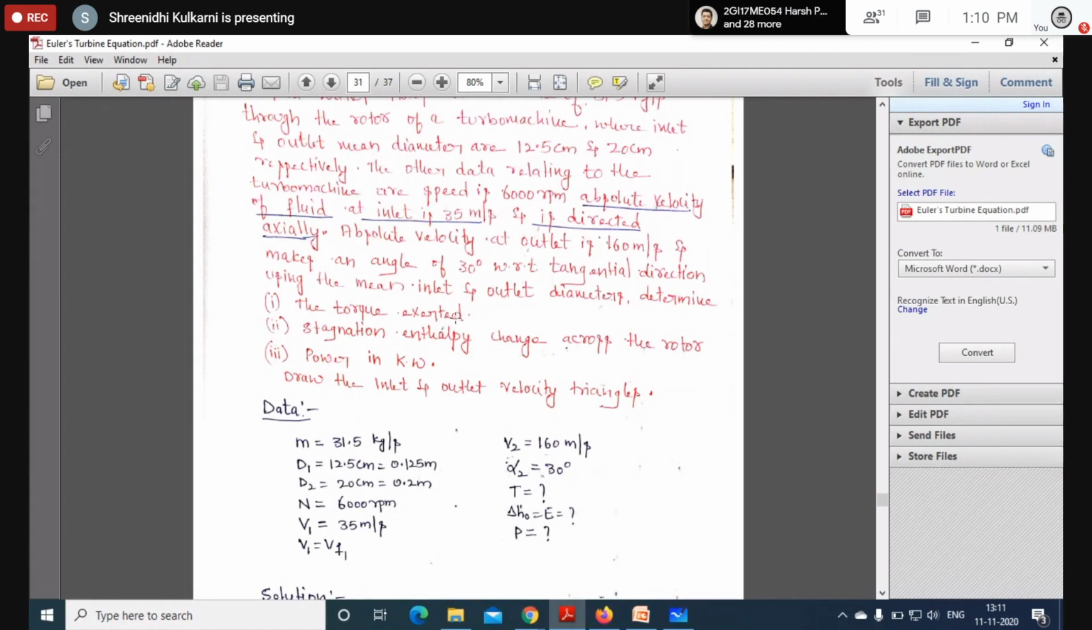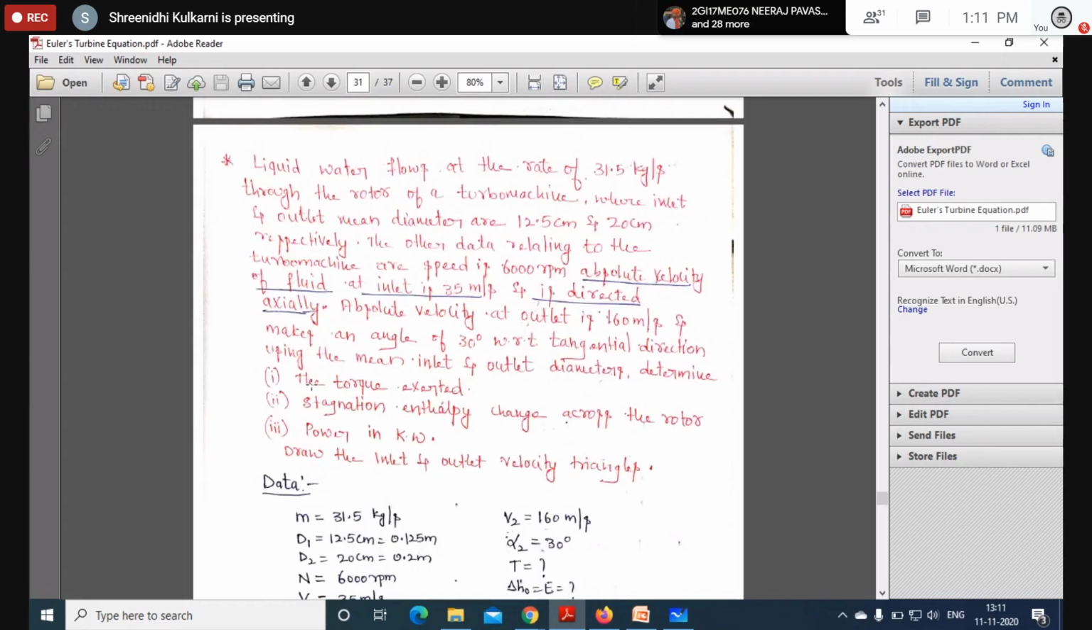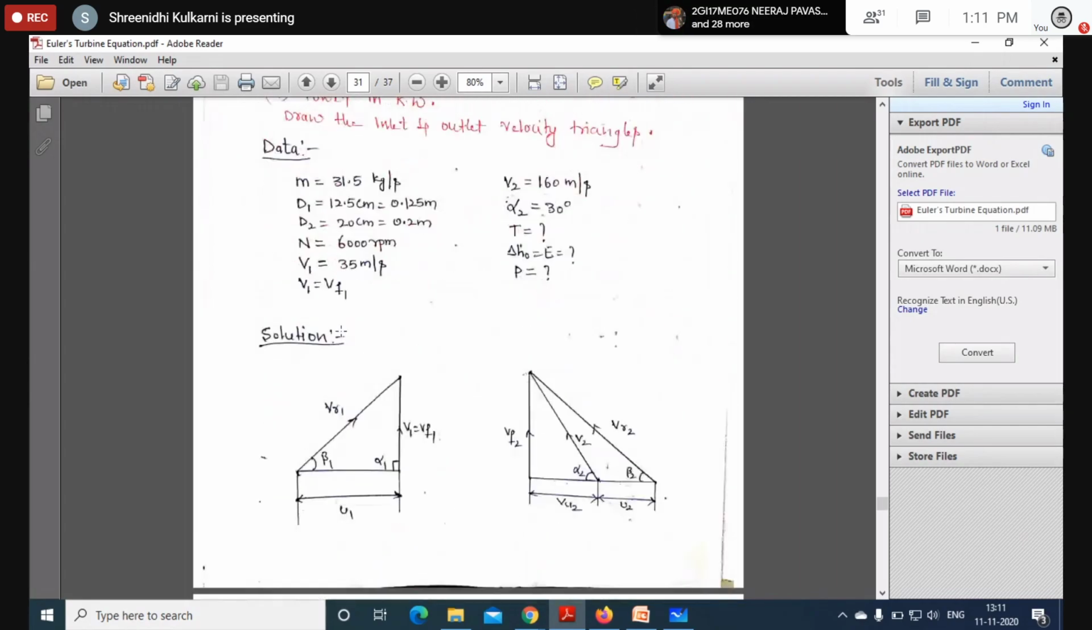The first thing is we have to draw the inlet and outlet velocity triangles, because for velocity triangles they will award marks. It is for 3 to 4 marks. So as per the condition, draw the velocity triangles, or in the basic form, write the velocity triangle.